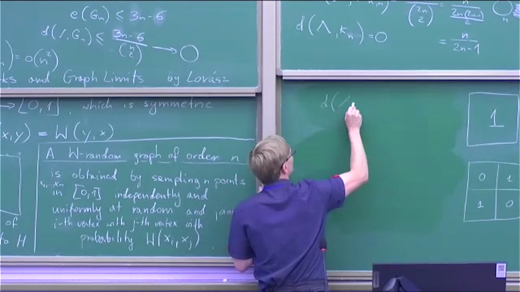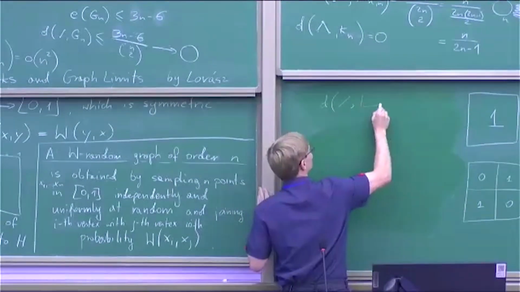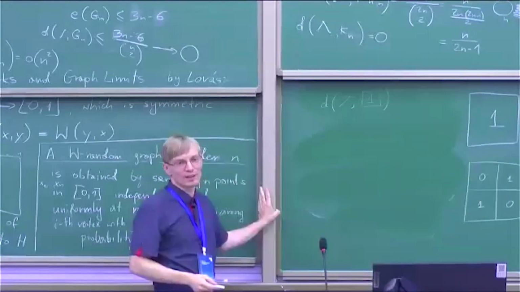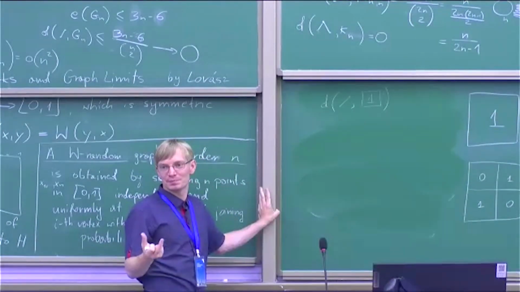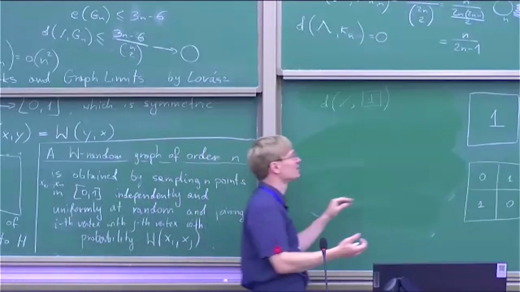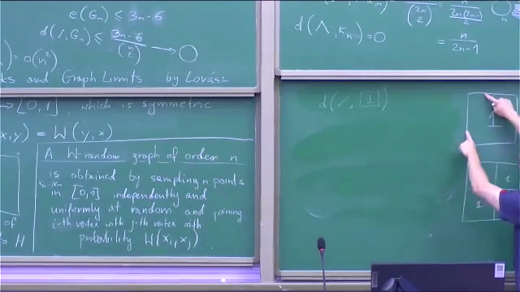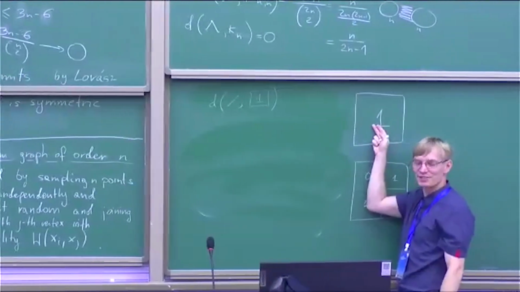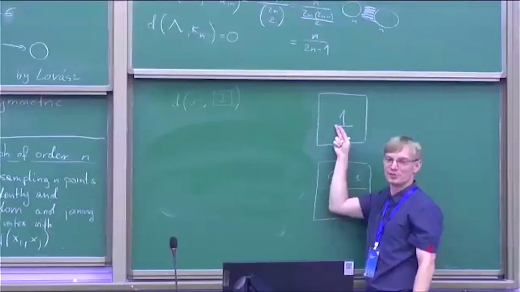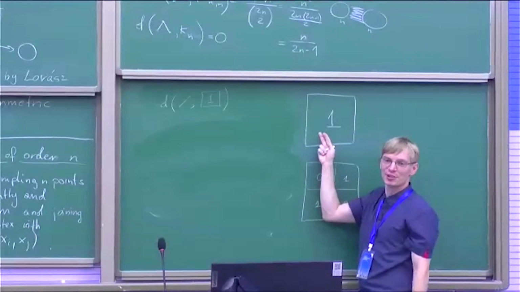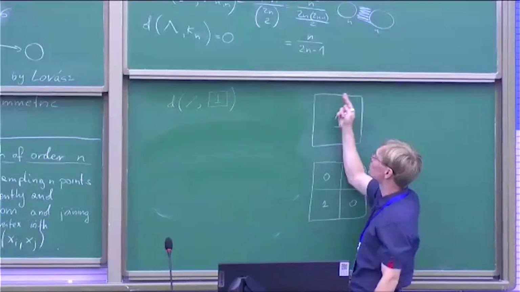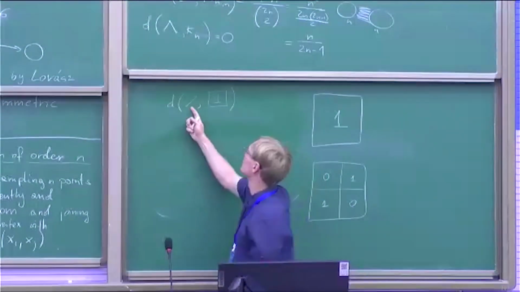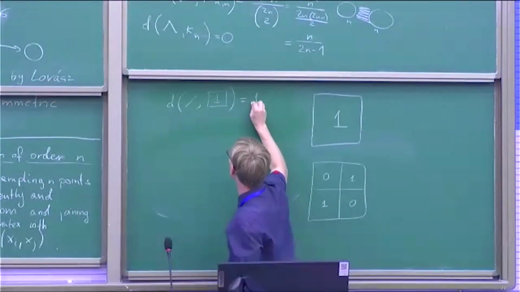Density of edges in this graphon. I pick two vertices at random, and I look at the value that is defining the probability of an edge between them. And here it's 1. So wherever I choose the two vertices, they will be connected. So the probability that they create an edge is always 1.